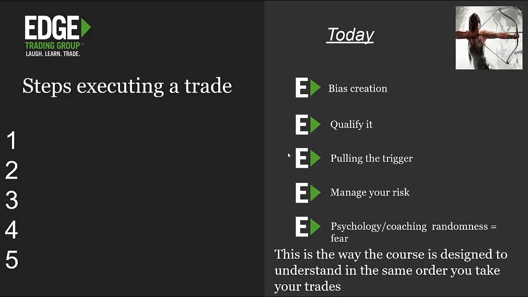Every step of a trade is a section or a step in the program. So we put videos together on how to create healthy opinions or bias, how to qualify those bias. Step 3 then is pulling the trigger. This is everyone's number one weakness. Manage your risk and so forth. So there's 5 steps to it.